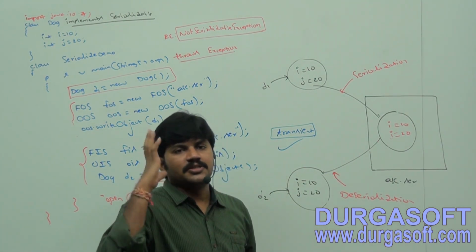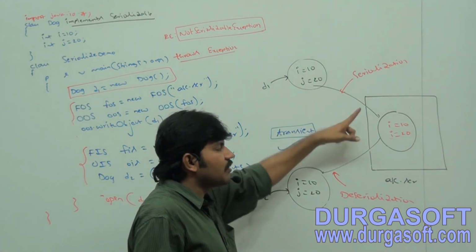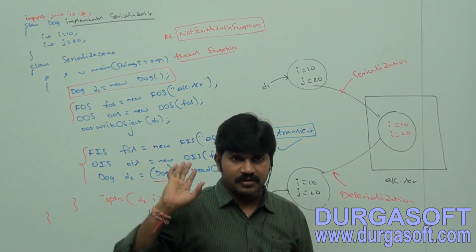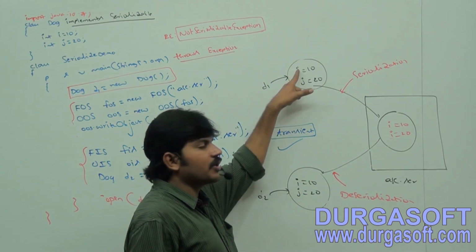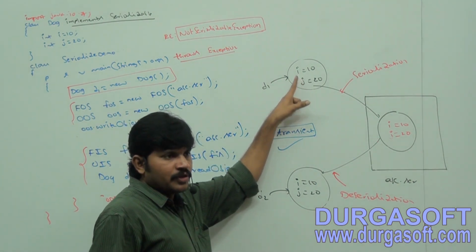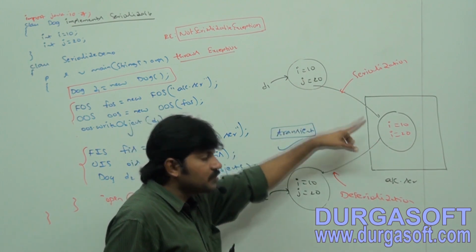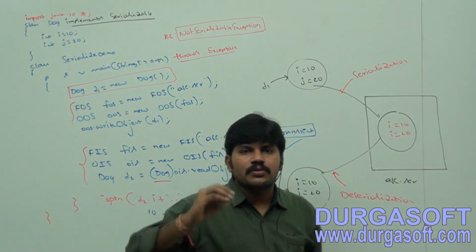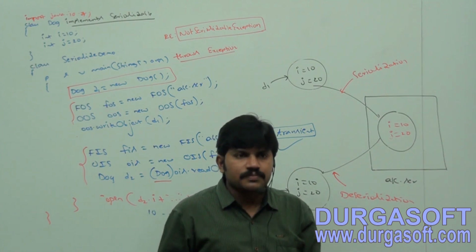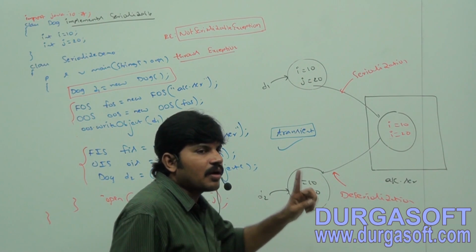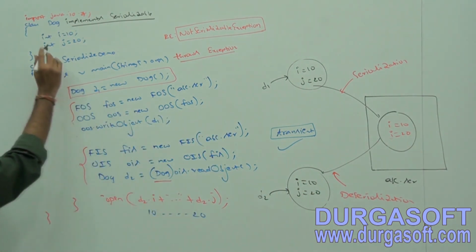At the time of serialization, if you don't want to save the value of a particular variable to meet the security constraint, so assume the first one is the username, the second one is the password. The username you can save, but the password you should not save. Such a type of variable we have to declare with the transient keyword.